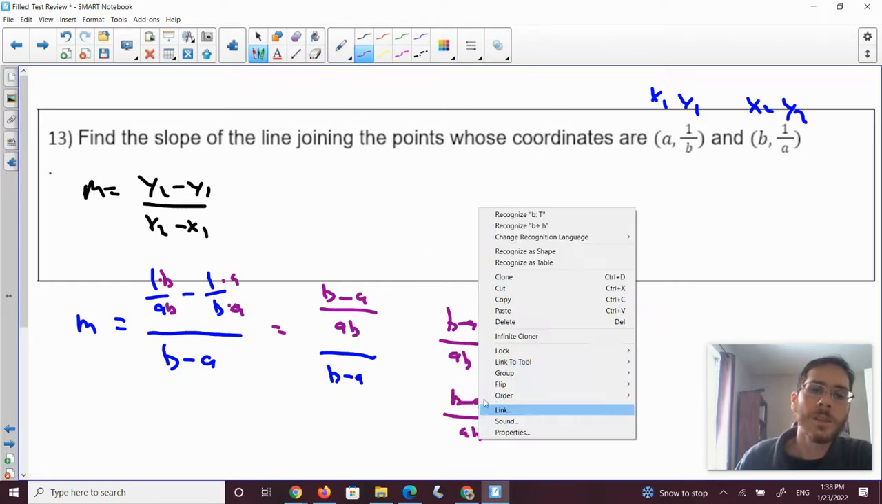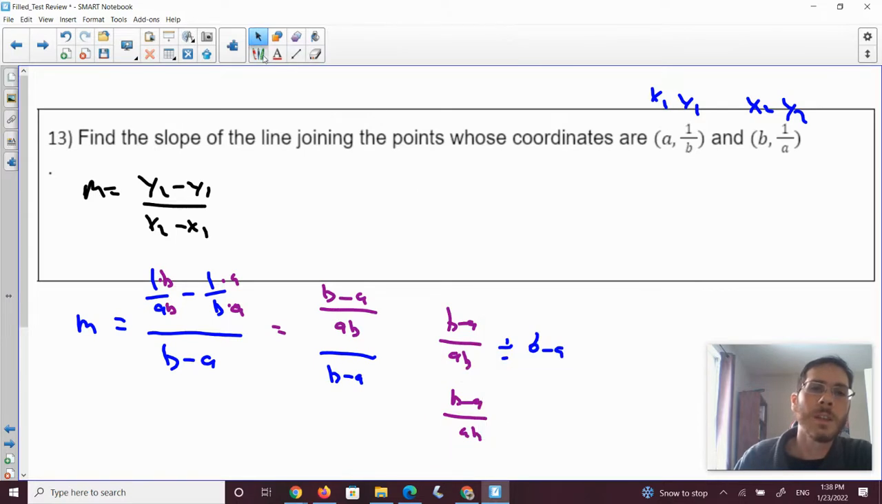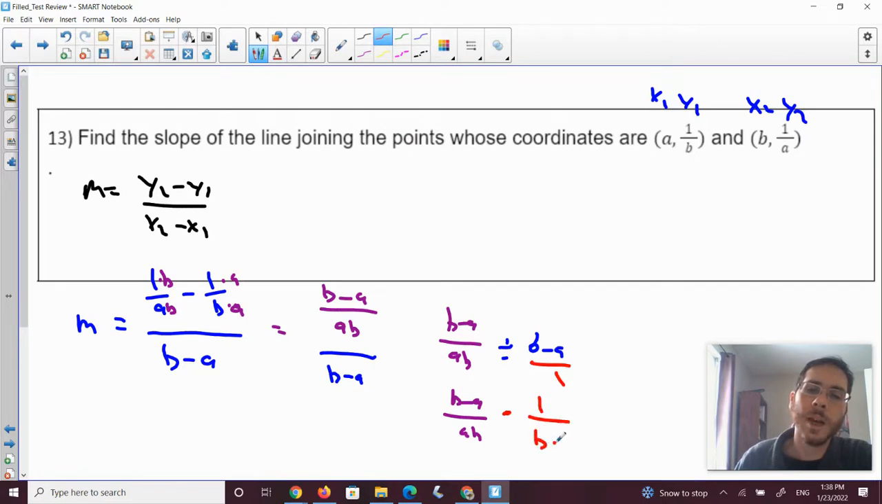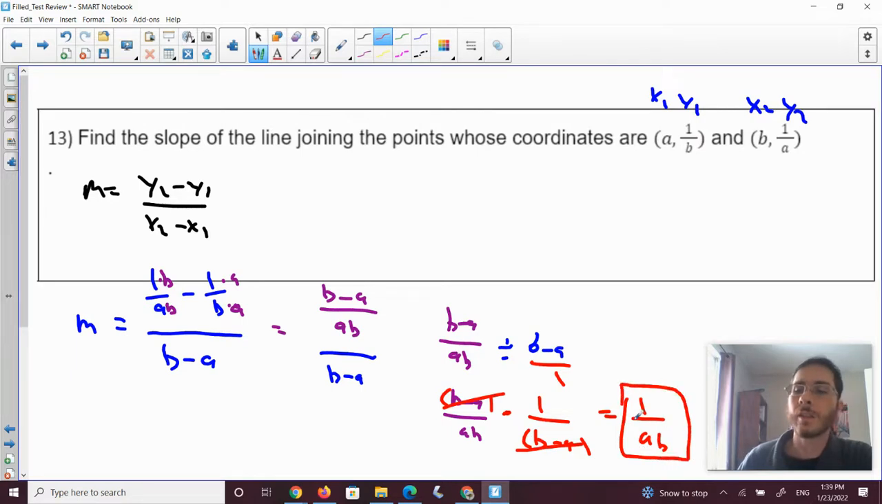divided by ab. And then since we're dividing, remember the rule for dividing is you multiply by the reciprocal. So 1 over b minus a. And now we can see these two b minus a's cancel out. So we get 1 over ab. And that's our result. So kind of fun.